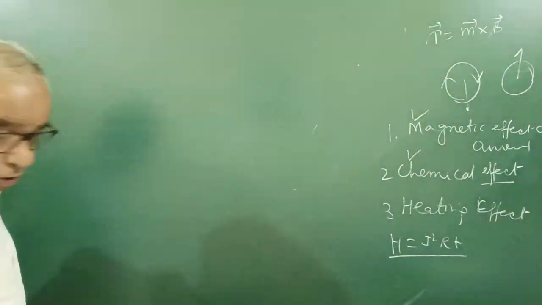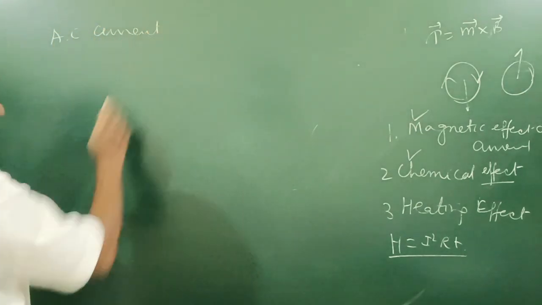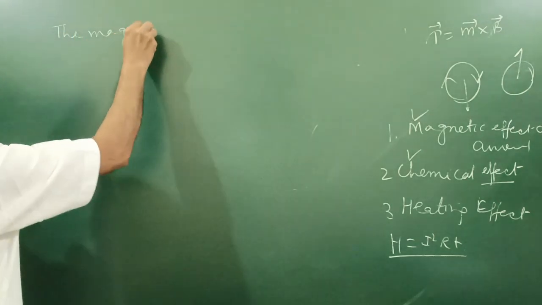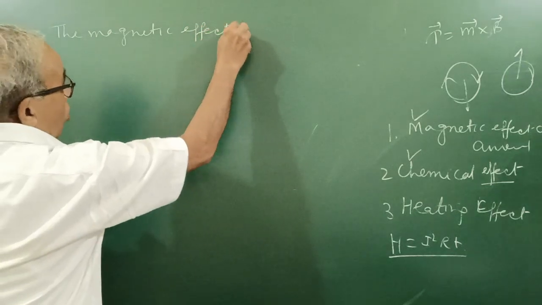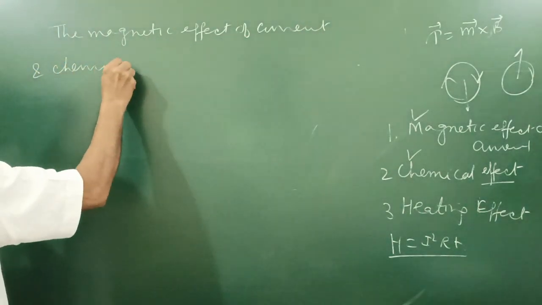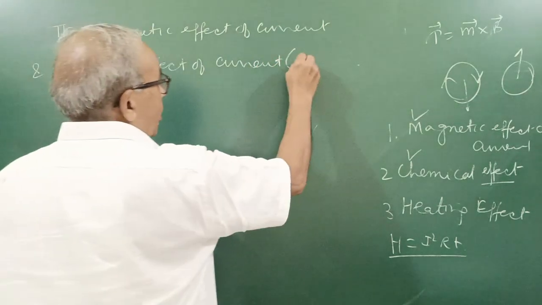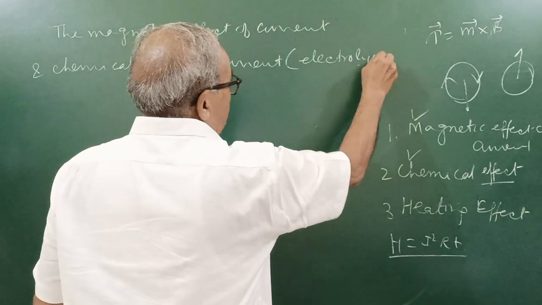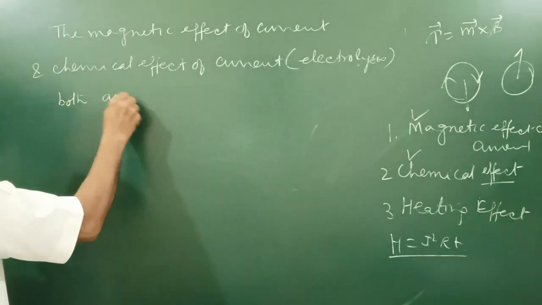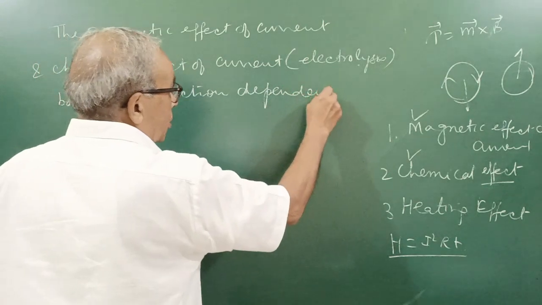So what we measure by the principle of this, I write here, AC current. The magnetic effect of current and the chemical effect of current, which is called electrolysis. You have learned in chemistry Faraday's laws of electrolysis. Both are direction dependent.